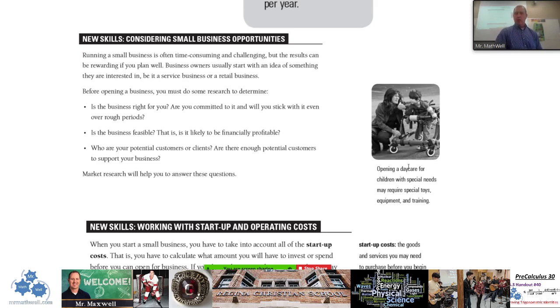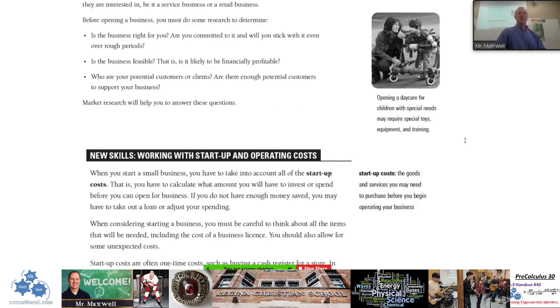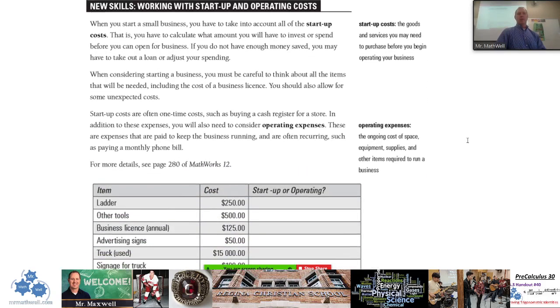Okay, so just a little note here: opening a daycare for children with special needs will require special toys, special equipment, and people with probably special training. So there's going to be lots involved in a business like that. Could be very rewarding and profitable for a business owner, but you want to go in considering all factors. And I guess that's what I'm trying to help you realize, that when you do a chapter like this, there's a lot of little things that you should think about that you maybe normally wouldn't think about. Little factors that would come into play.